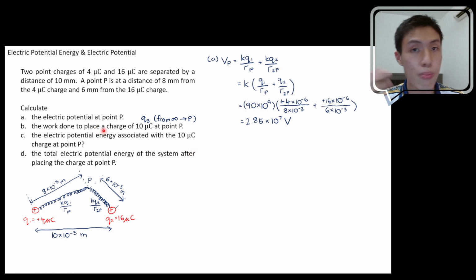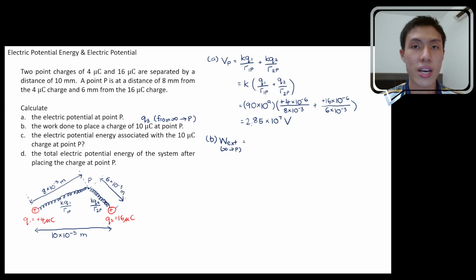They didn't mention it's by electric force, by electric field, or by charge. So this one you consider as work done by external force. Let's call it work external. And we have to specify it's from where to where. In this case, we bring the charge, which is Q3, from infinity to the point P.